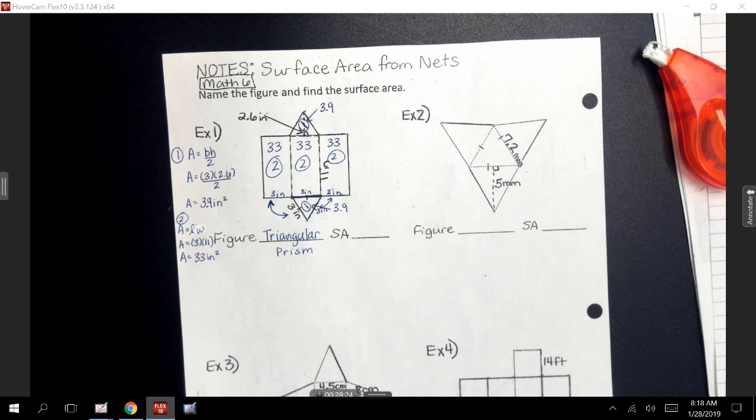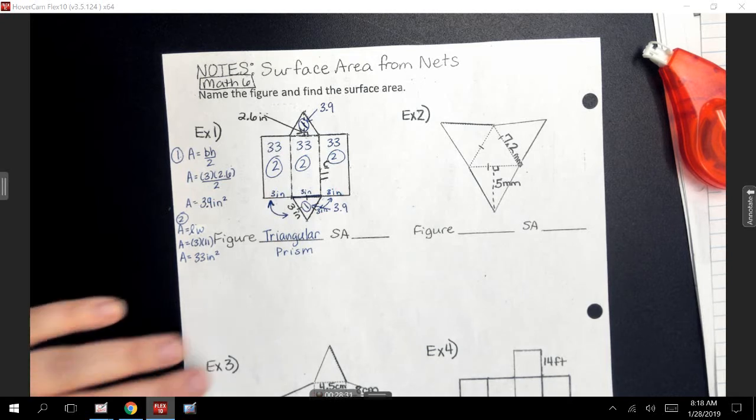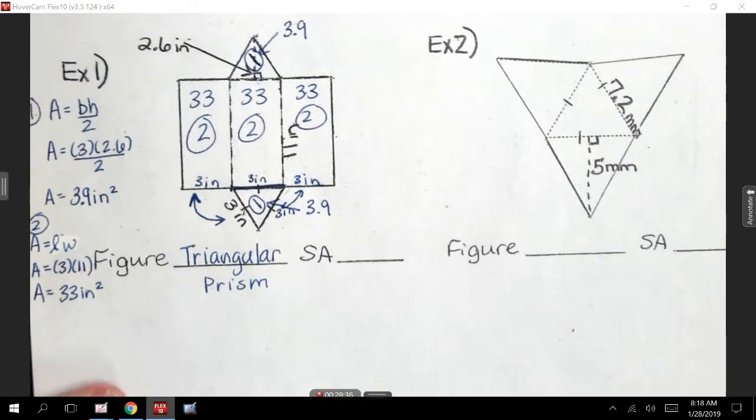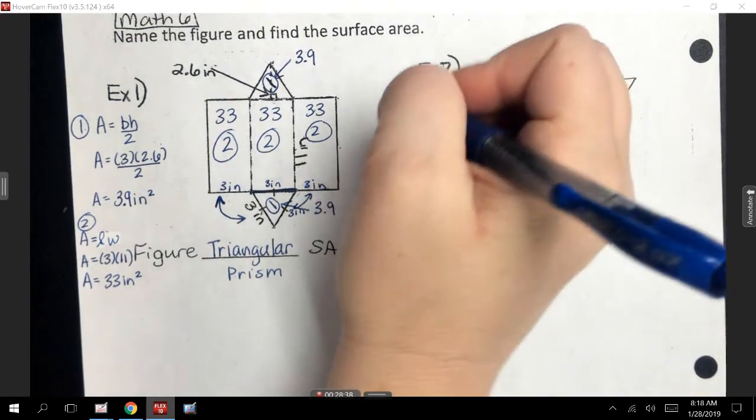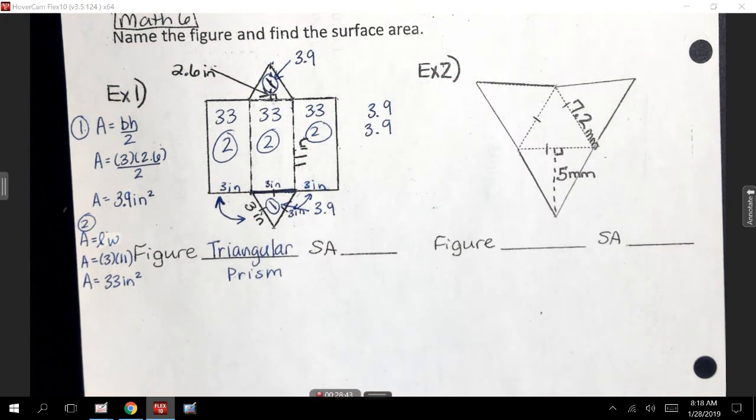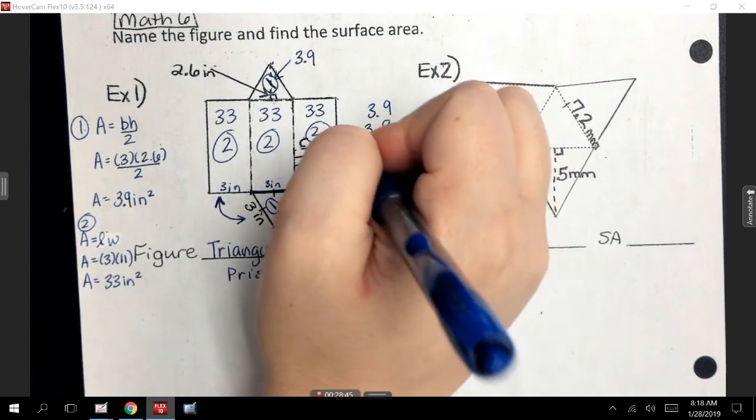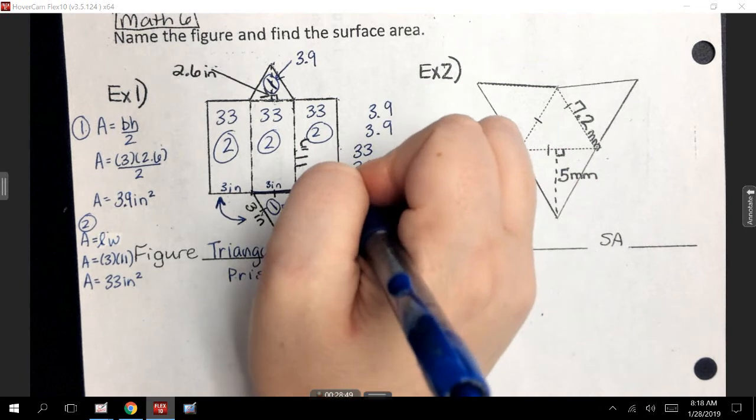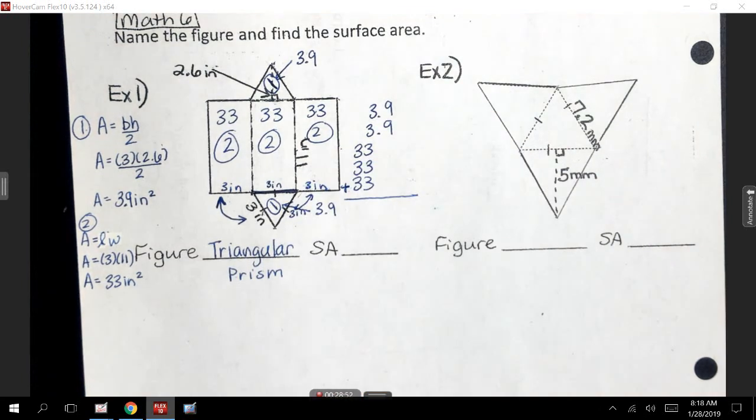So what do I need to do to find the surface area? What am I going to have to do? Any ideas? So that's each area by itself. Now what do I need to do, Trent? Add them all together. And I'm going to zoom back in a little bit because I realized I was kind of far out for all that. All right, so I have my 3.9 and 3.9 from the triangles, correct? Then we have, how many 33s? 3. And we're just going to add those up. So we can use our calculator for this. When I add those up, what do we get?